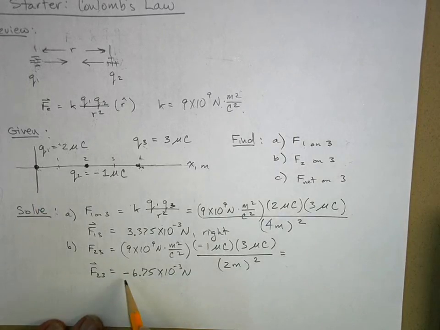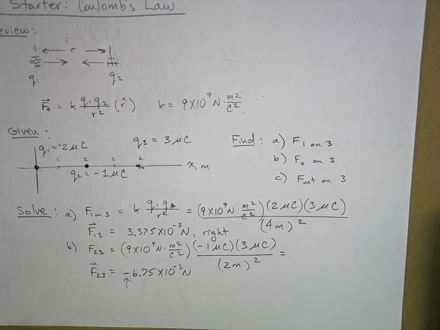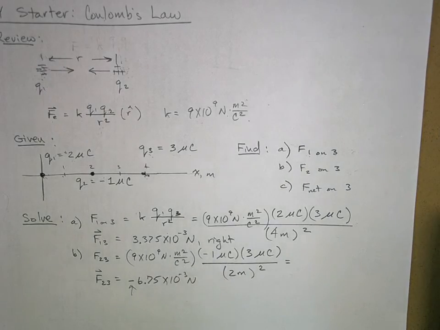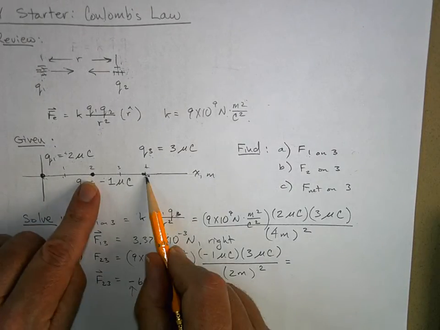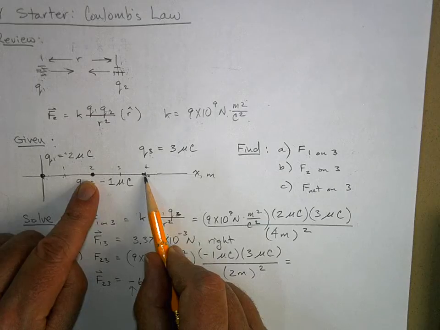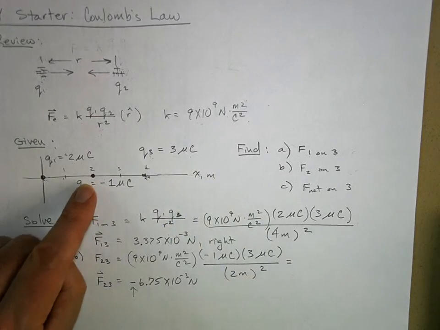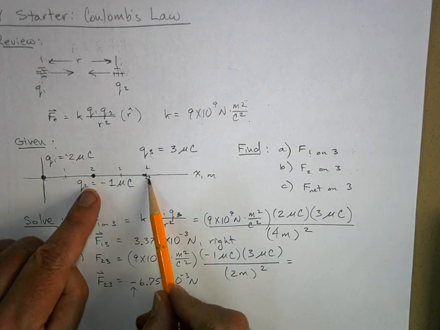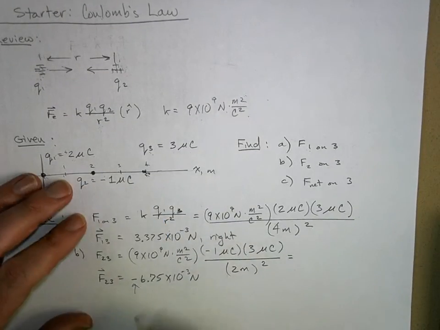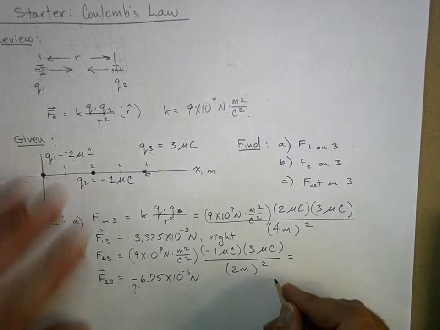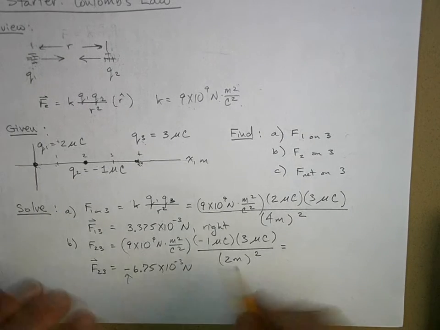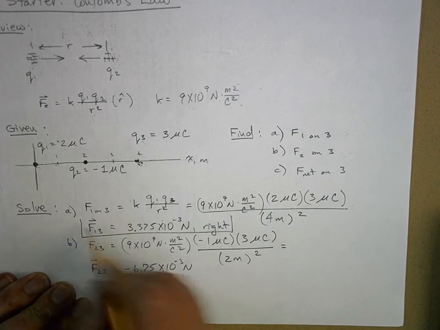What does this negative mean, though? Well, remember I said that's negative r hat, which means it's an attractive force. But that makes sense. It's a negative charge and a positive charge. So they attract each other, right? So if they're attracting each other, what direction is the force on Q3? To the left. Let me put a box around this because that's the answer.